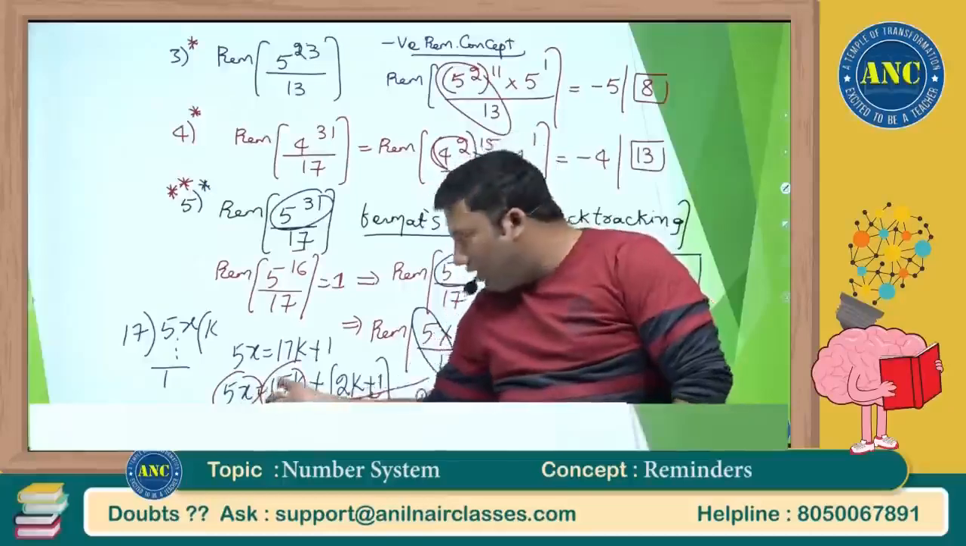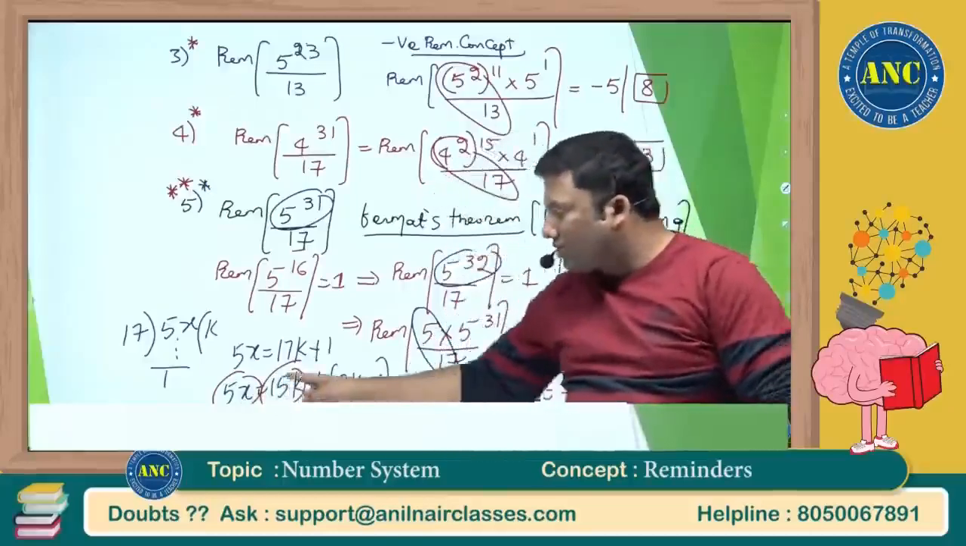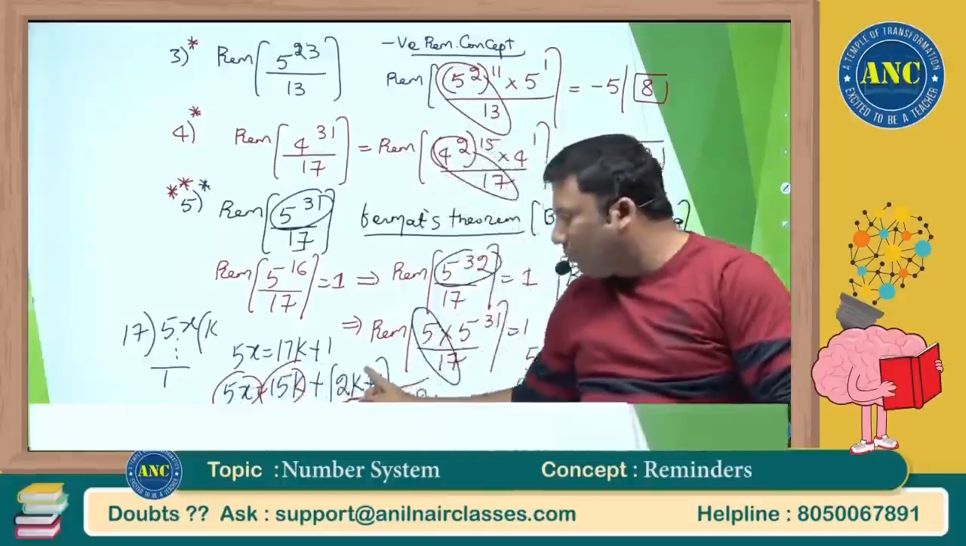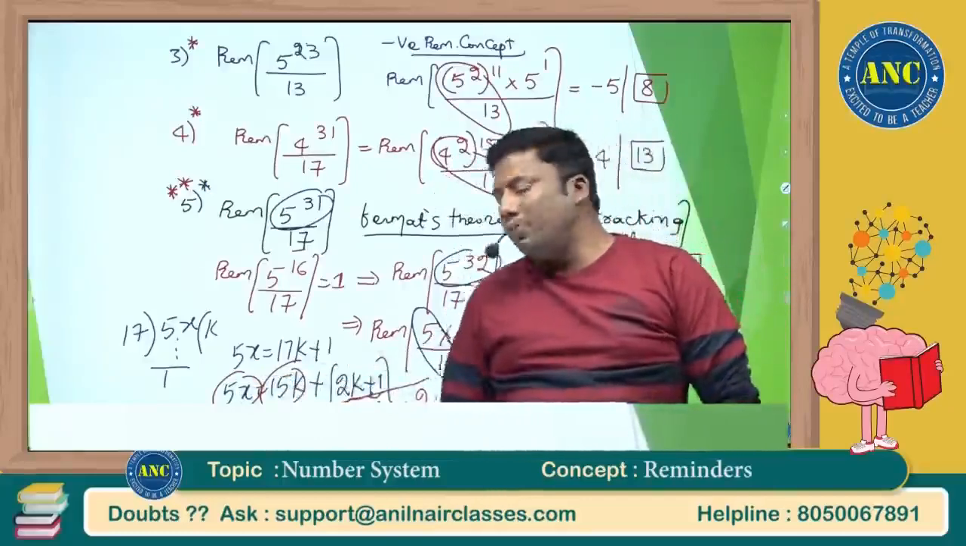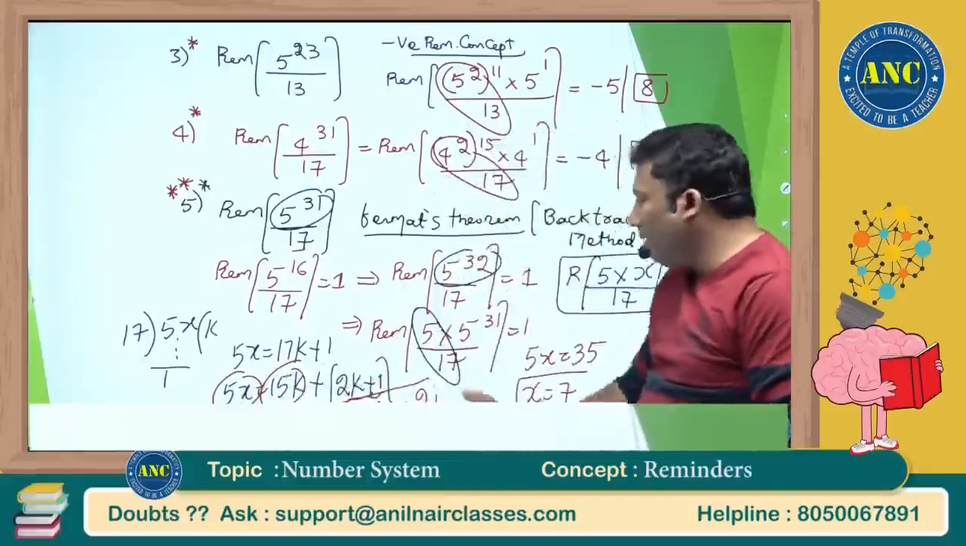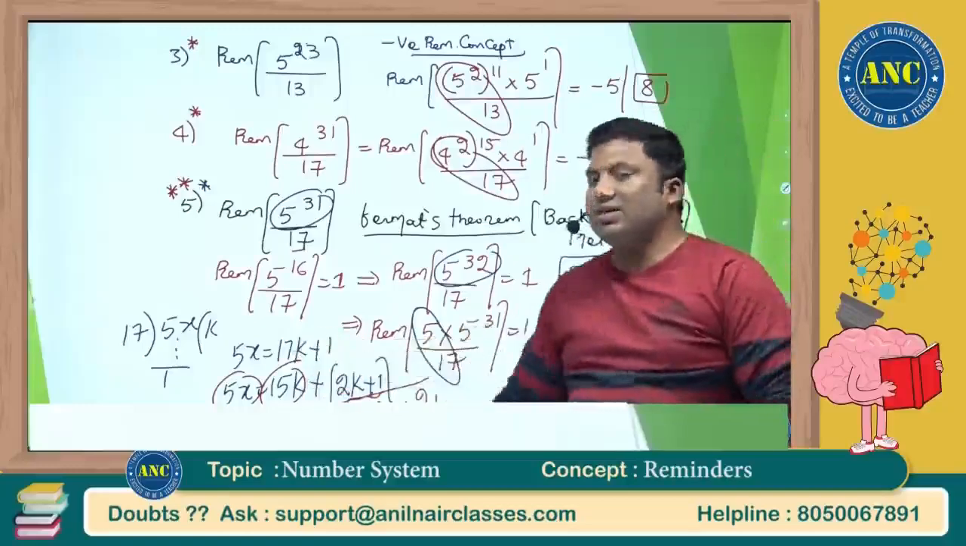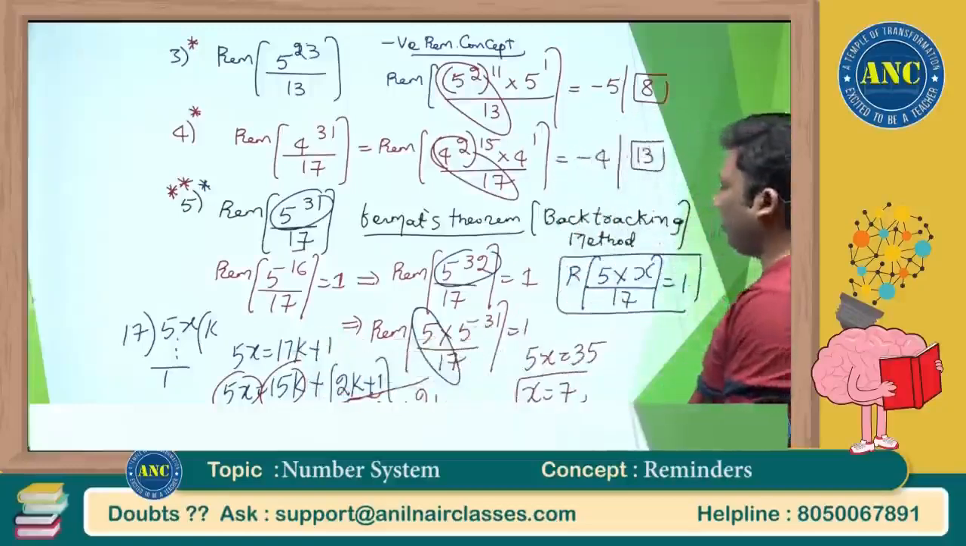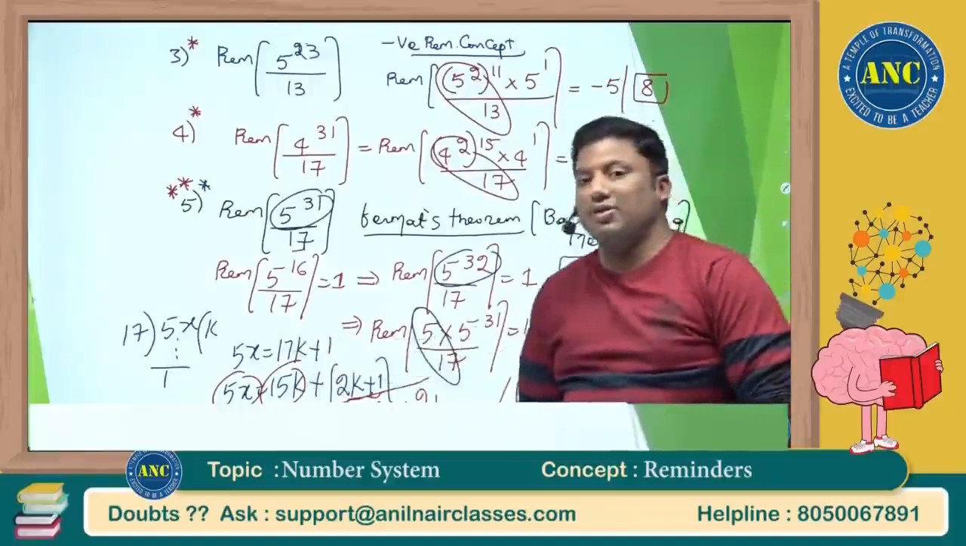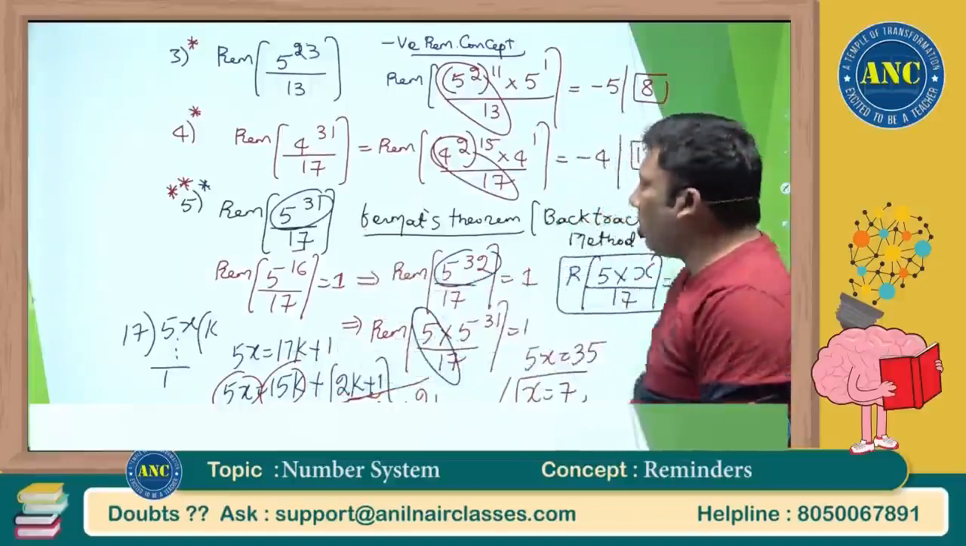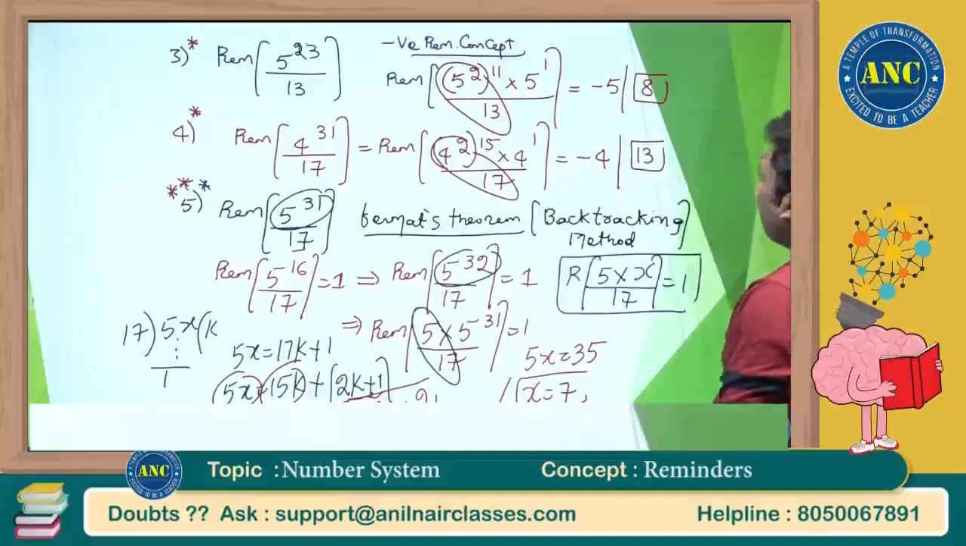5x is equivalent to 15k plus 2k plus 1. 15k is divisible by 5, so 2k plus 1 should be divisible by 5. K minimum is 2. 5x is 35. X is nothing but 7. I hope this fifth problem is clear to you.